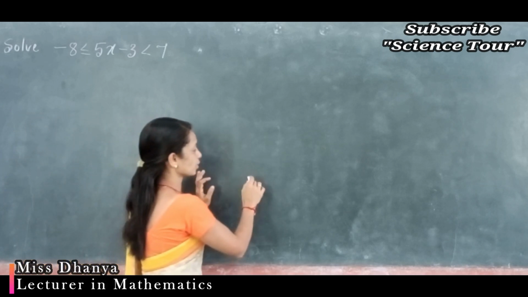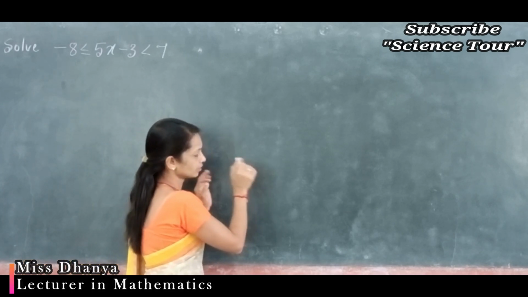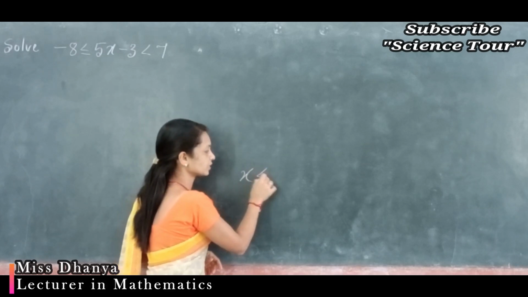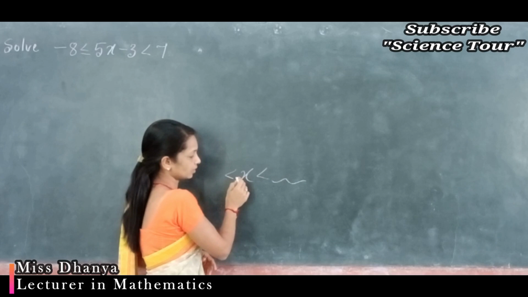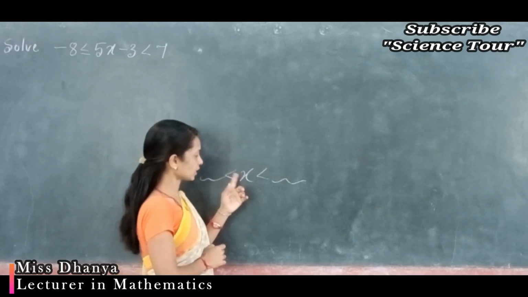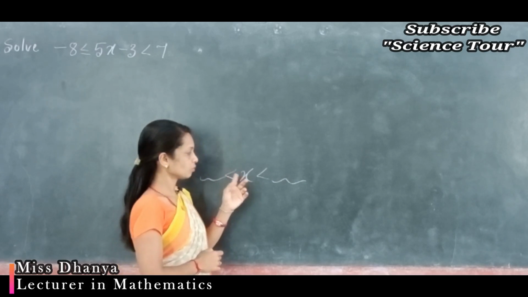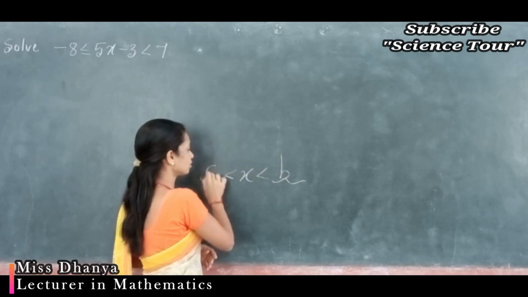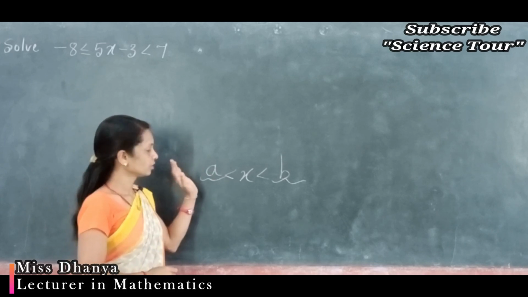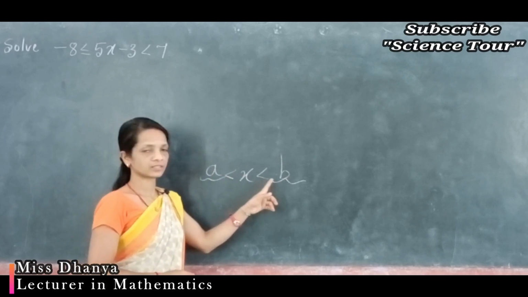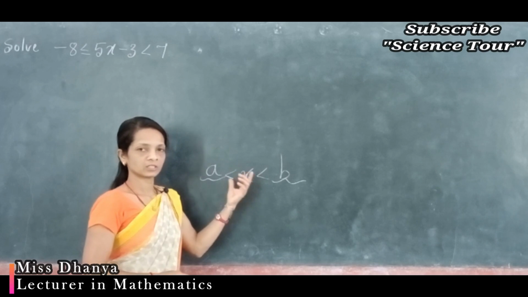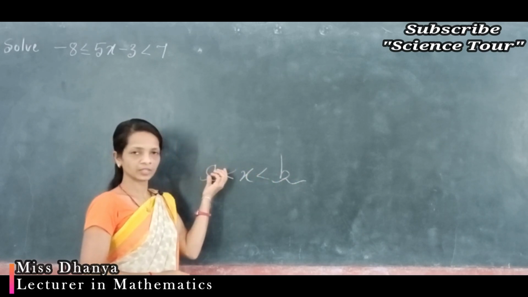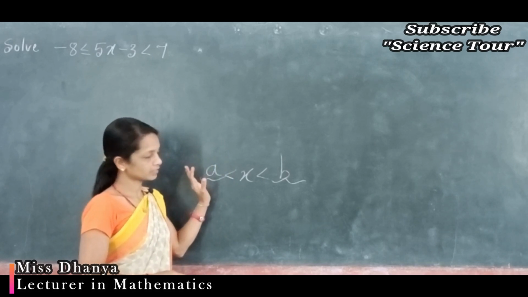Suppose you have a double inequality in x. At the end of simplification, you have to get x is less than some number and x is greater than some number. On the x side, the larger side of the symbol is there, so we read this as x less than this number. For example, b here and a here, then we read this as a less than x less than b, or you can read it like this: x is less than b and x is greater than a. You can read this in two ways.